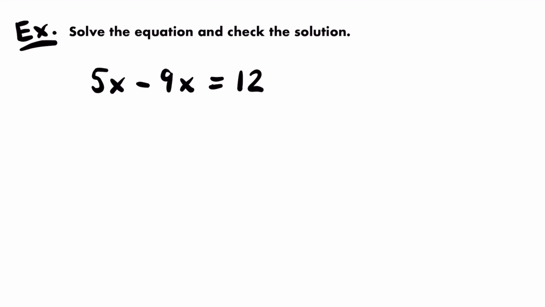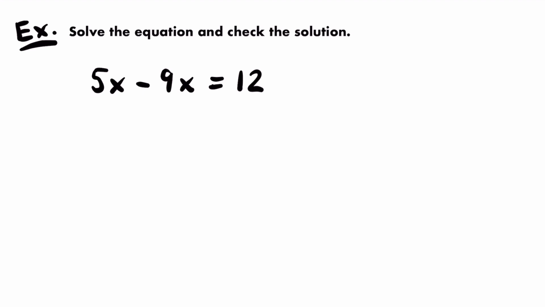But something that you might notice here is that these two terms are like terms, right? 5x and -9x are two terms with the same variable part of x. So what we can do is actually simplify this equation first, and then it will be in a form that we recognize how to solve.